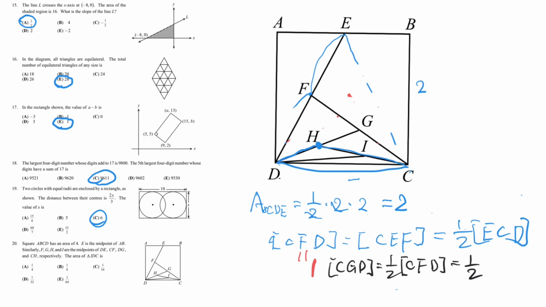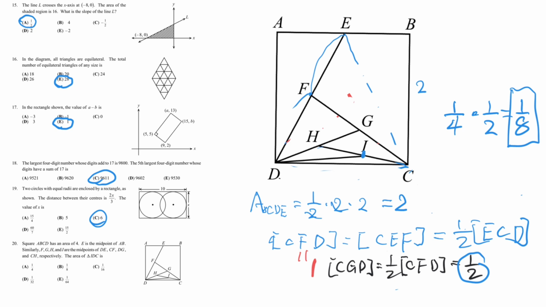H is the midpoint. CDH, the area, is half of CGD. CGD is 1 over 2. So CDH is half of the half, that's 1 over 4. Same thing. So I is also the midpoint. I divides triangle HDC into two equal area triangles. So IDC equals half of HCD. HCD is 1 over 4 times 1 over 2, that's 1 over 8. So the CID area is 1 over 8. That's the answer B.